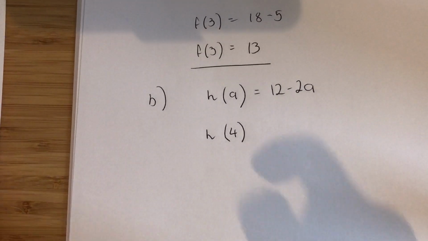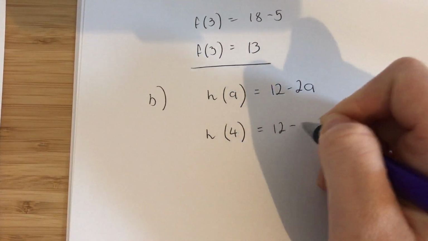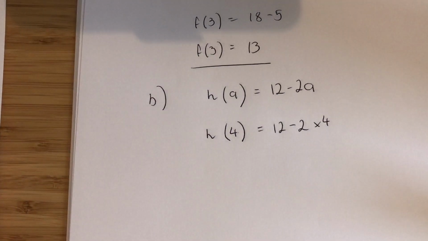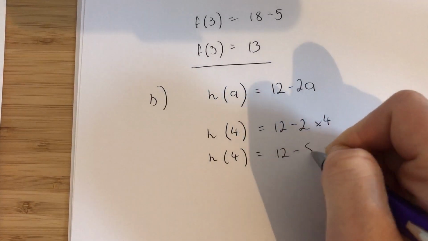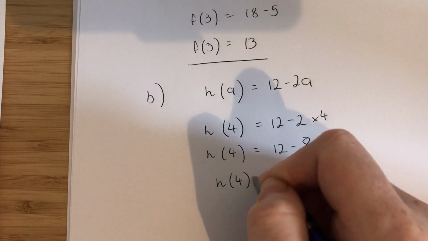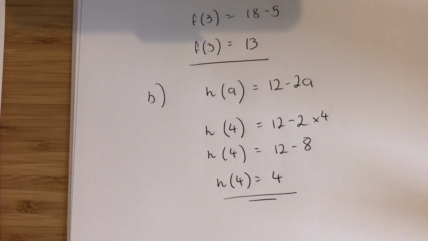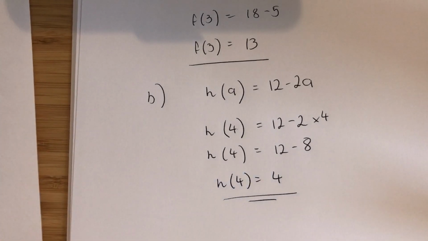So you can see that instead of a, we've been given 4. So we can then, instead of a, put in 4. So times 4. So that means h of 4 equals 12 minus 2 times 4, when we have to do the multiplication first. So h of 4 is just 4. And that's it.